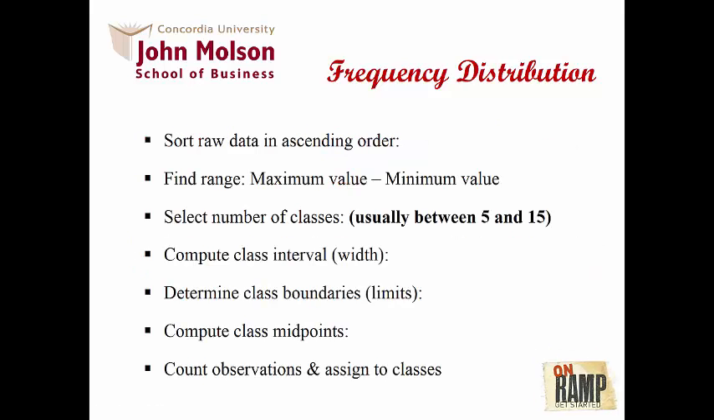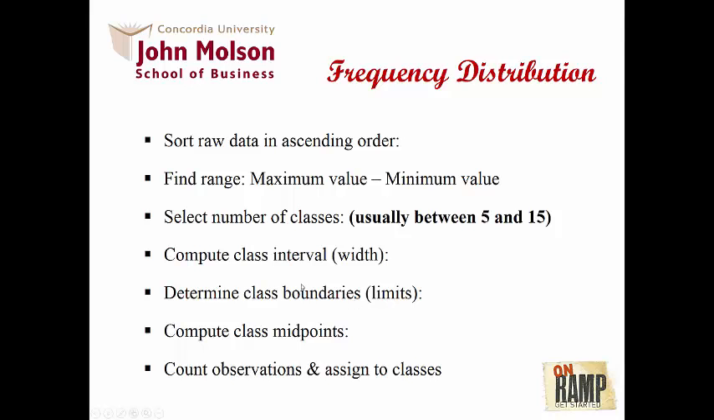There's a list of steps to create a frequency distribution. First of all, let's have the data in increasing order. Second, let's find the range, which is the maximum minus the minimum, and we saw that before, easily done. And then we'll have to select the number of classes. Too few classes is not good. Too many classes is not good, so usually between 5 and 15, but it depends on the sample size.